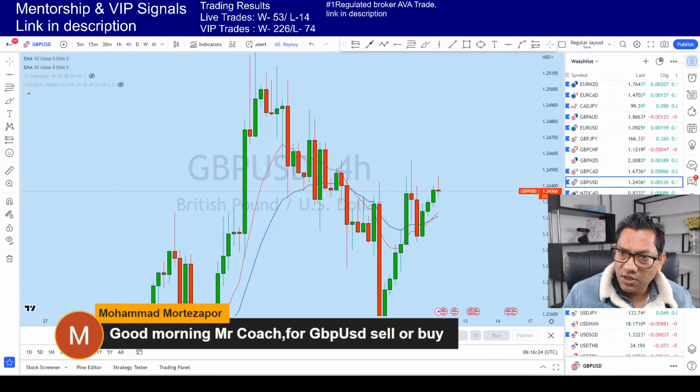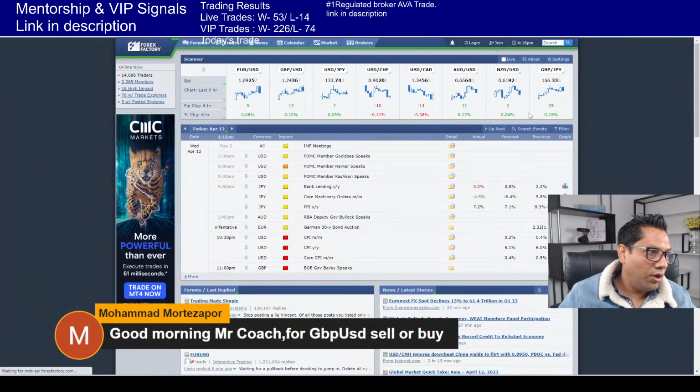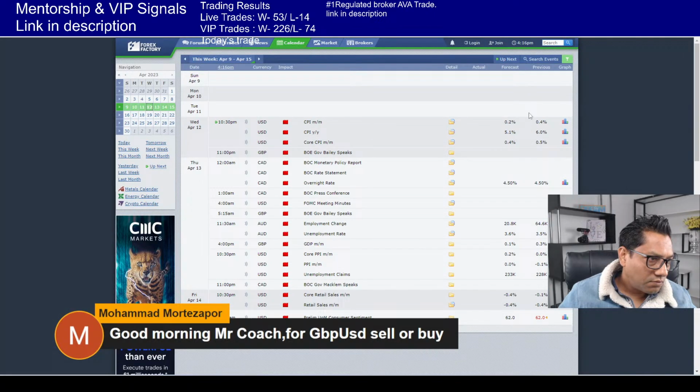Looking at the news calendar first, guys, let me look at Forex Factory. Okay, so this is the news calendar where we can see GBP news coming at 11 p.m. and USD at 10:30 p.m. So the instruments carrying GBP and USD, GBPUSD, GBPCAD, USDCAD, could be very volatile in the upcoming hours, even from now on.